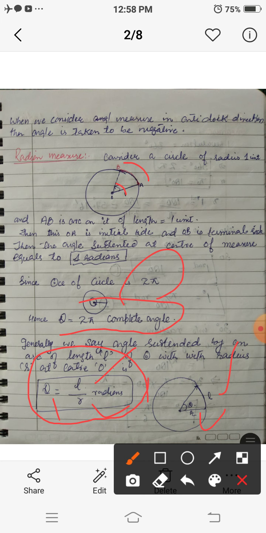Here we also have the positive and negative concept. Positive means we are measuring in the anti-clockwise direction, while if we measure the angle in the clockwise direction, we call it, for example, minus pi radian. In tomorrow's video lecture we will discuss how to convert angle measured in radians into degrees, or how to convert degree measure into radian measure.